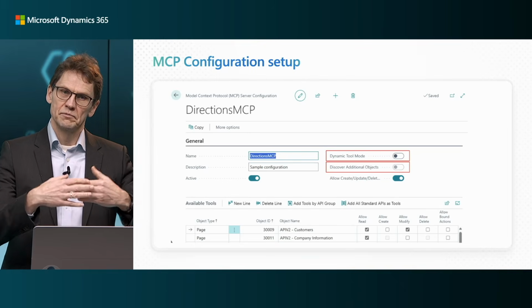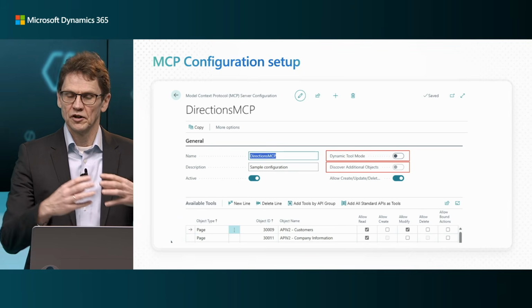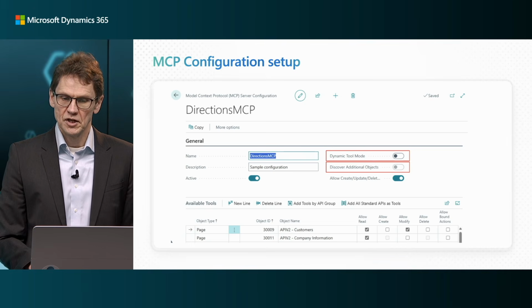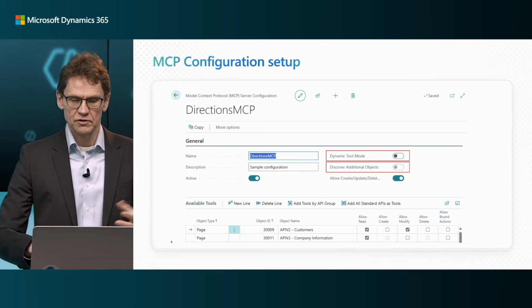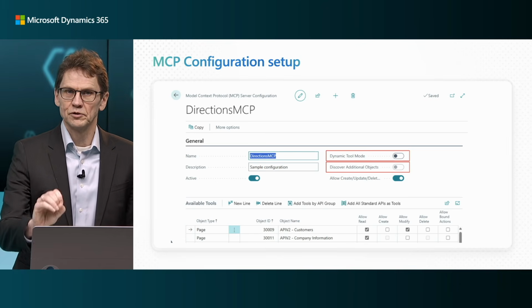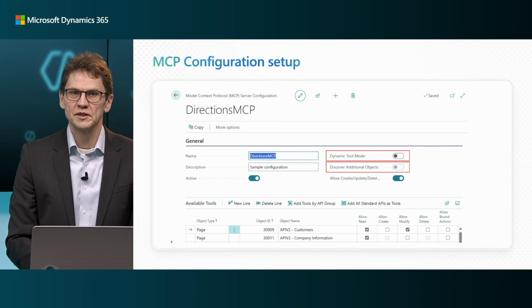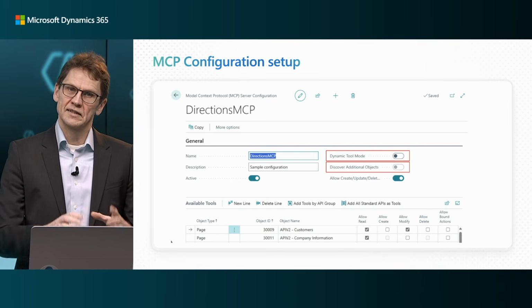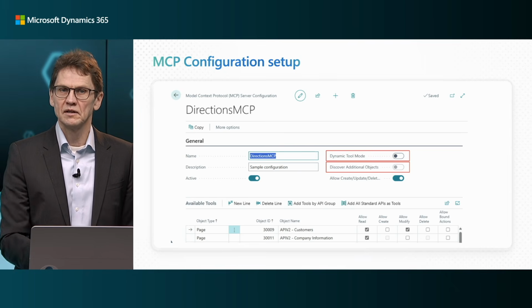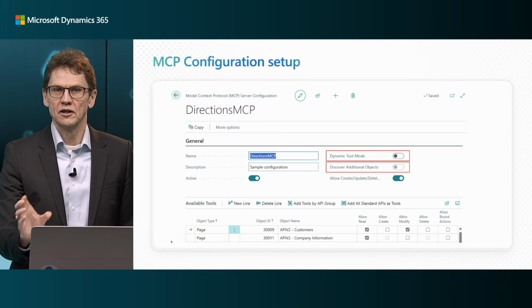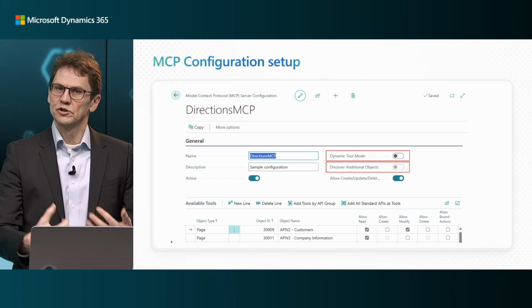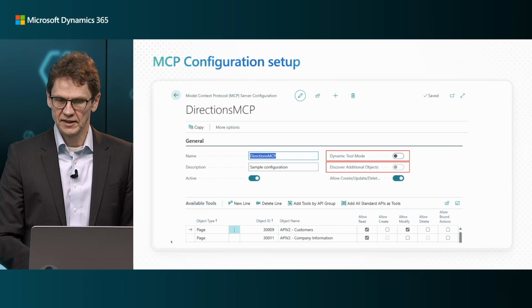Now, the Discover Additional Objects allows the MCP client to also find API pages which are not in your list below in the available tools. So the default configuration that you see actually corresponds to having no tools selected, but both dynamic tool mode and Discover Additional Objects set to true. Then, of course, you need to set the configuration to be active. And as an extra small security measure, we've added a button for you to allow create, update, delete. If you don't select that, everything will be read-only, which is a good way to ensure that you are not inadvertently changing data.